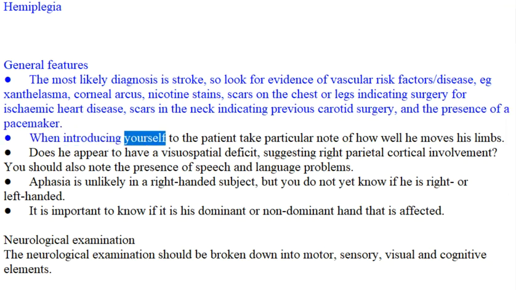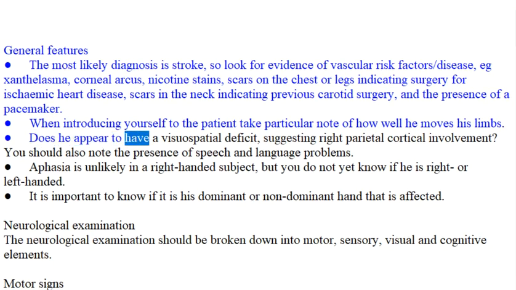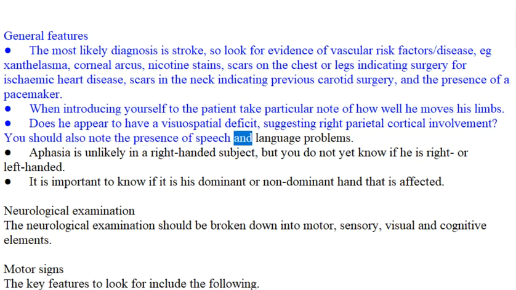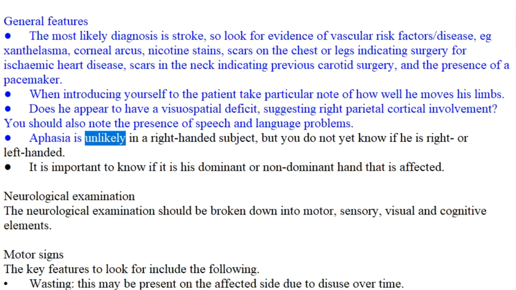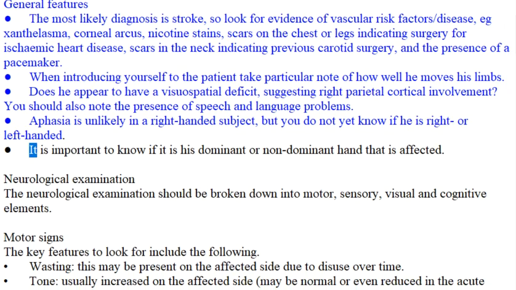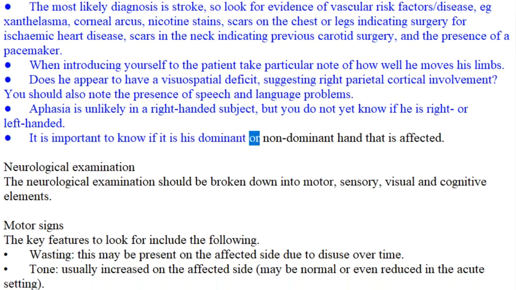When introducing yourself to the patient, take particular note of how well he moves his limbs. Does he appear to have a visuospatial deficit, suggesting right parietal cortical involvement? You should also note the presence of speech and language problems. Aphasia is unlikely in a right-handed subject, but you do not yet know if he is right or left-handed. It is important to know if it is his dominant or non-dominant hand that is affected.